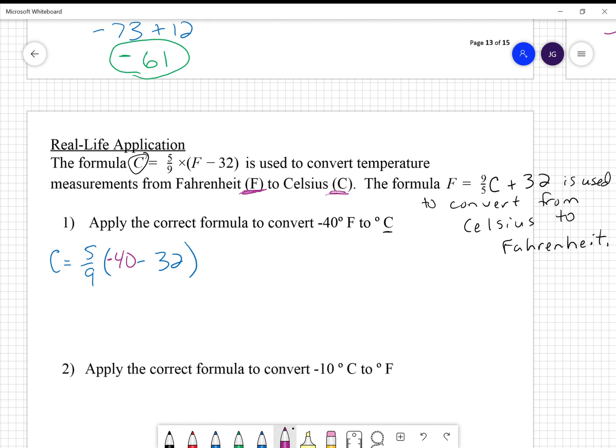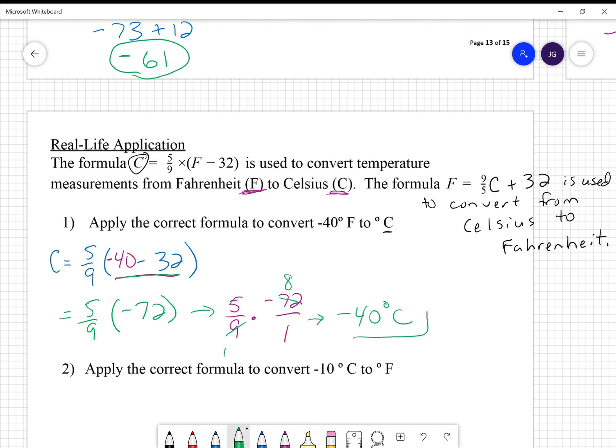Now, using order of operations, I am going to do my parentheses first. So that would be 5/9 times negative 72. Well, I can do that without my calculator because I know how fractions work. 5/9 times negative 72 over 1. 9 and 72 cancel. 5 times negative 8, negative 40 degrees Celsius.